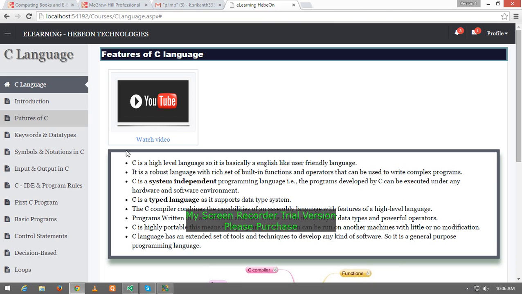C is a very powerful language making use of which programs can be made which can operate some hardware devices and even electronic devices. In most of the embedded systems this feature of C has been made use of. So C can be made use of to write some programs for embedded systems. C language has an extended set of tools and techniques to develop any kind of software and even operating system. So such a kind of programming language we call it as a general purpose programming language. Why? Because it can be used to fulfill any of the general purposes of a software.